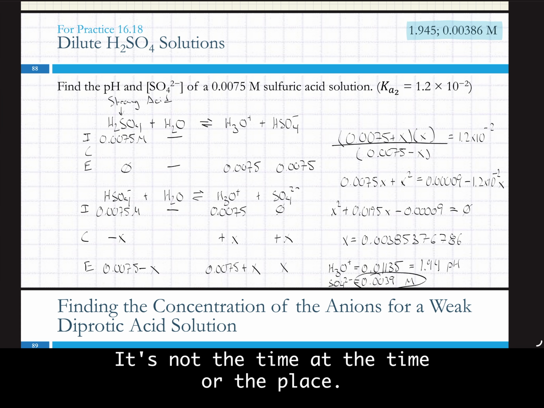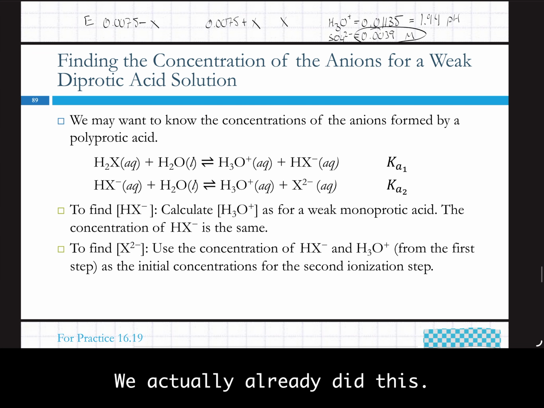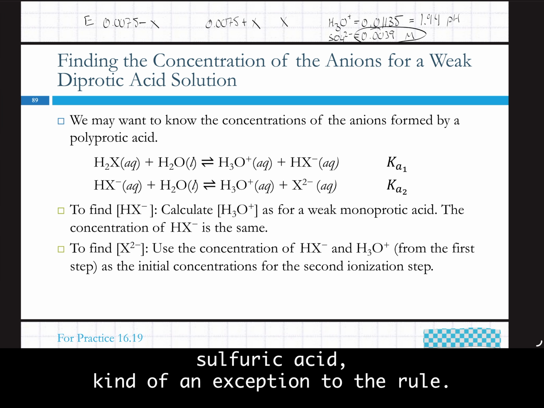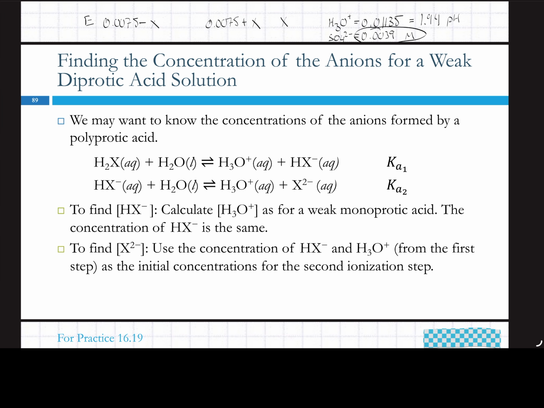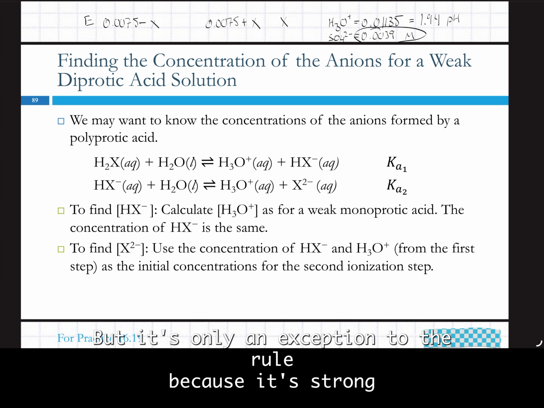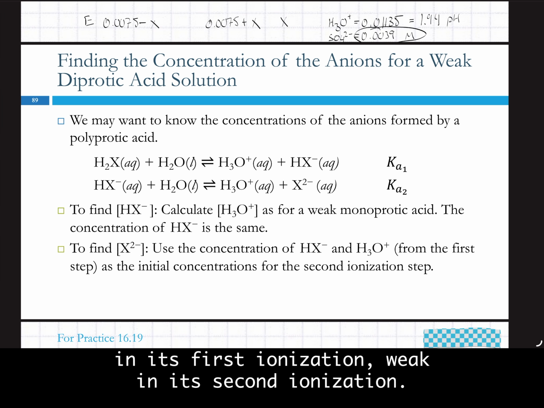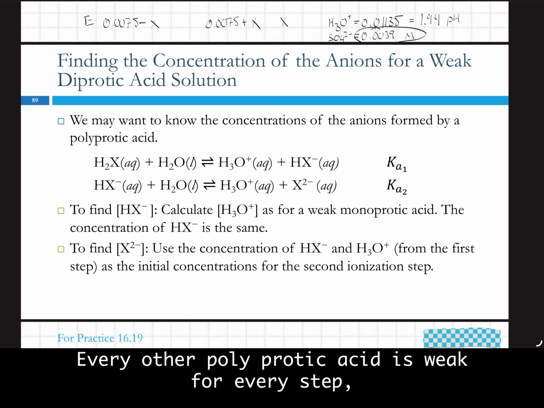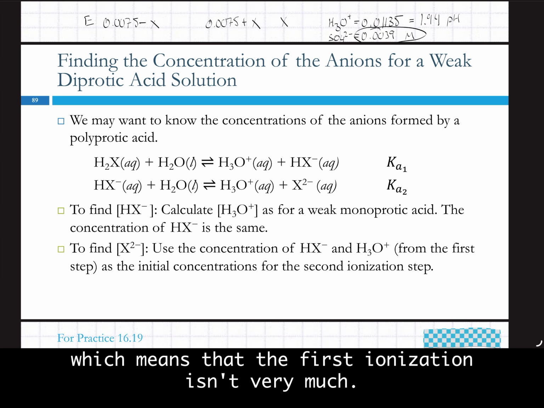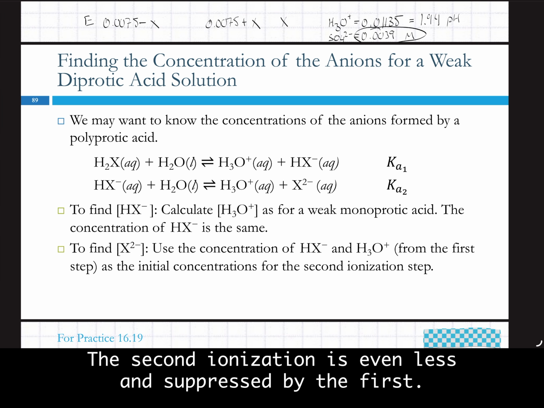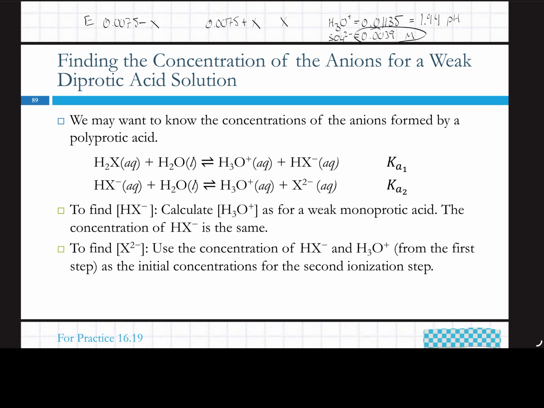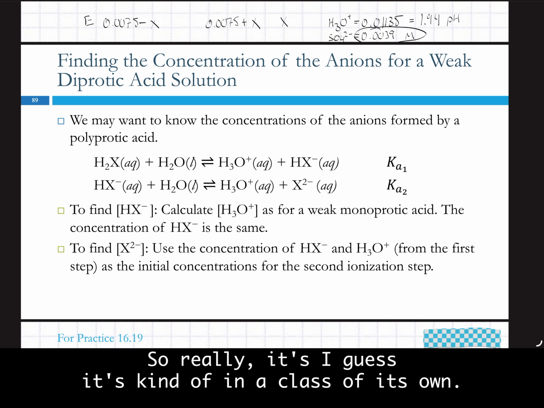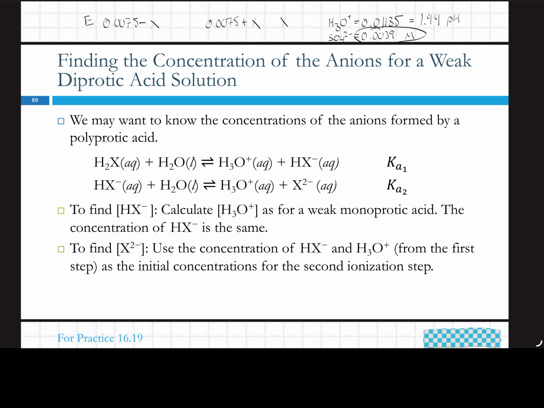It's not the time or the place. We actually already did this. So again, sulfuric acid is kind of an exception to the rule, but it's only an exception because it's strong in its first ionization, weak in its second ionization. Every other polyprotic acid is weak for every step, which means that the first ionization isn't very much. The second ionization is even less and suppressed by the first. So really, sulfuric acid is kind of in a class of its own.